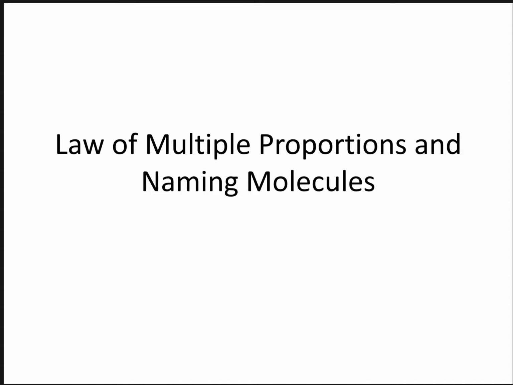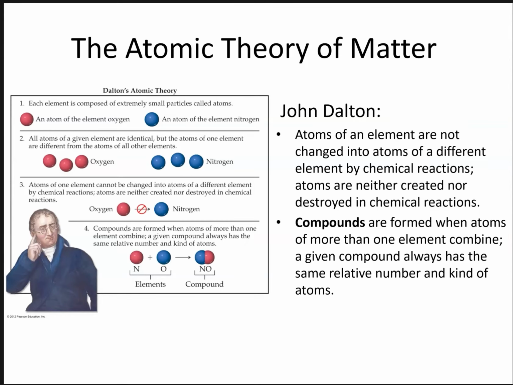In this video, we'll learn about the law of multiple proportions and how to name molecules and compounds. It was first observed in chemistry that when atoms combine, they always seem to have a certain ratio to each other. And it was always a whole number ratio. There were no fractions. It was all integer numbers. And this led to the idea that atoms must react in a certain way. You can't have half an atom.